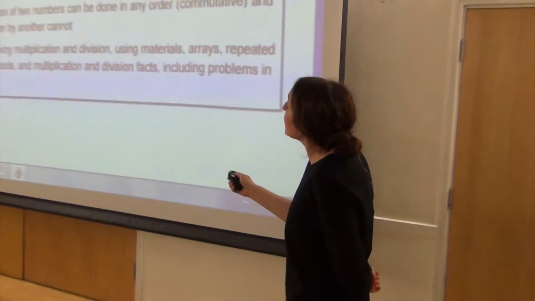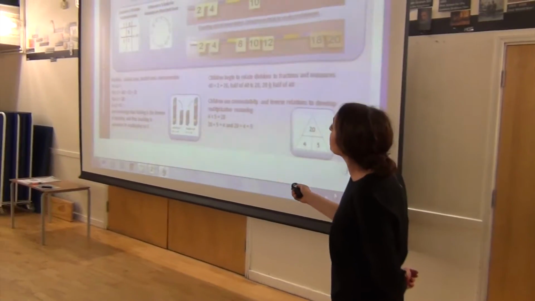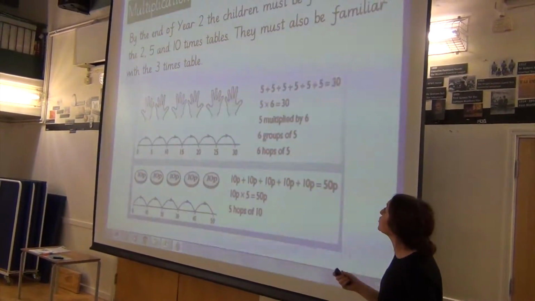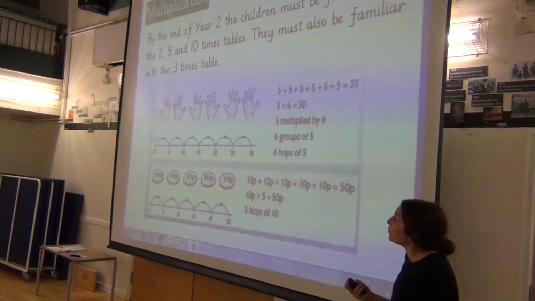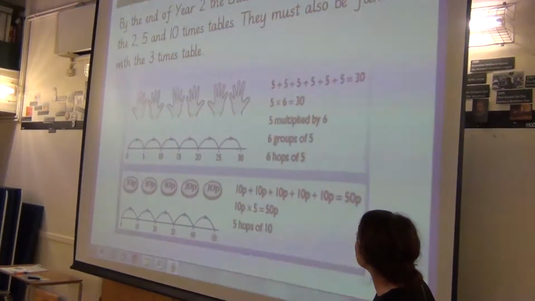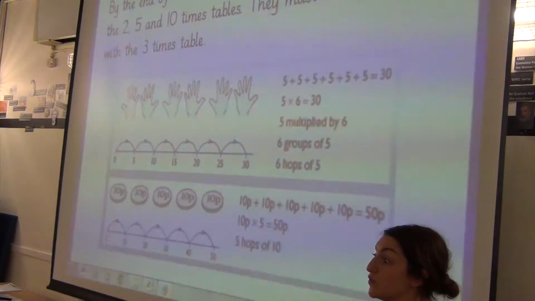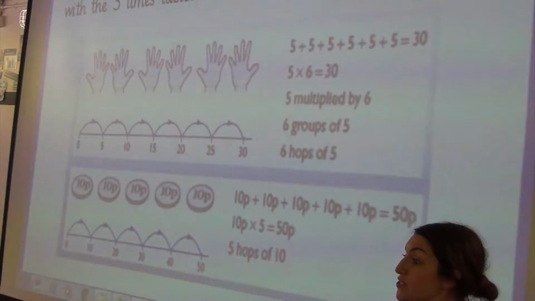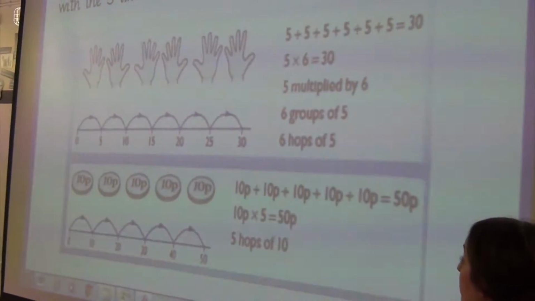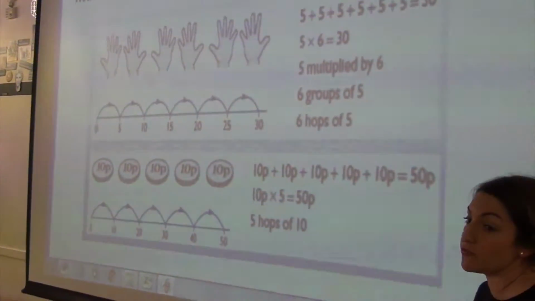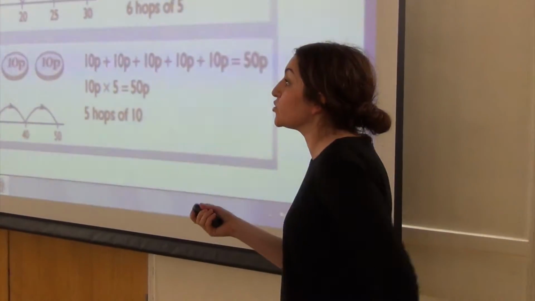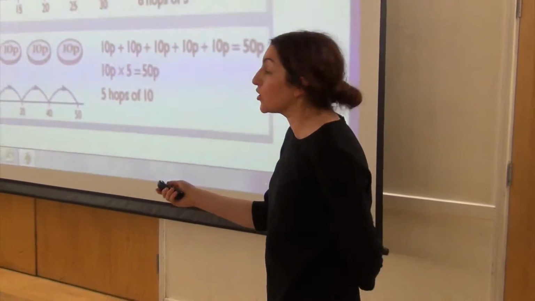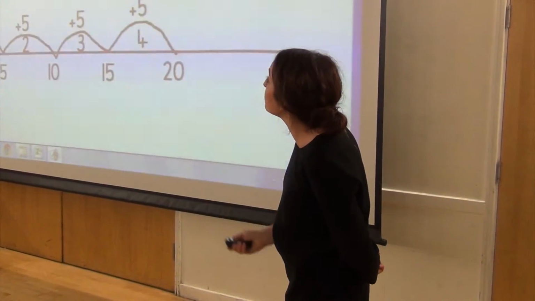The other things they have to do in Year 2 with regards to multiplication and division: by the end of Year 2 the children must be fluent with the 2, 5 and 10 times tables, but they must also be familiar with the 3 times table, because that comes up often where they have to know how to count in 3s. And you'll know, some of you from siblings in Key Stage 2, if they can really crack those times tables here, it'll make it much easier going forward in Year 3 and Year 4.